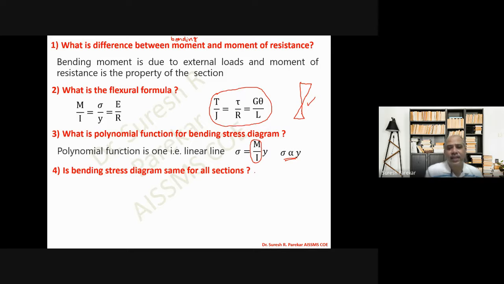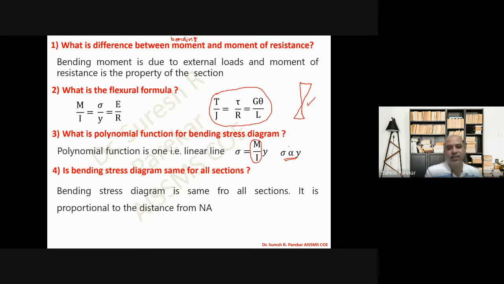Is the bending stress diagram the same for all sections? Yes. Whatever cross section is there, the bending stress diagram is independent of it. It is always the same for all sections. It is proportional to the distance from the neutral axis, and it is independent of the cross section.